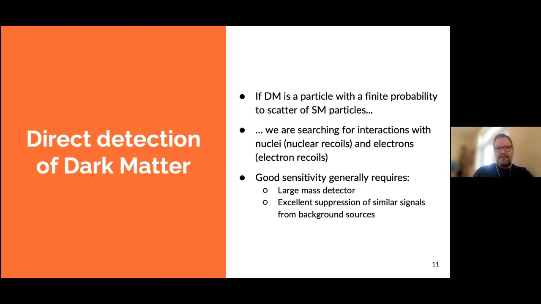In particular, we are searching for interactions with either nuclei, where we can then observe a nuclear recoil, or interactions with electrons, which are electron recoils. In order to become sensitive to this, because we know dark matter is only very, very weakly interacting, typically the larger a detector you can build, the better. At the same time, however, you need to be able to suppress all other background that can give you similar signals.